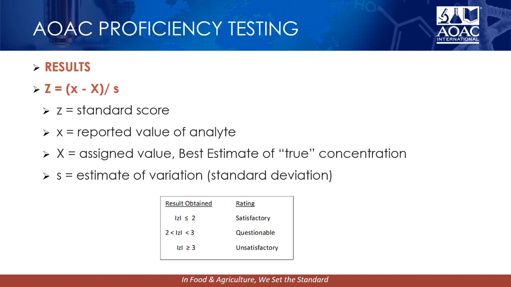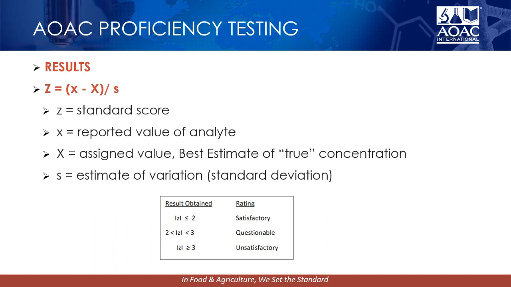Let's now talk about results. As I mentioned in the previous slide, z-scores are the performance indicator for proficiency testing. And the z-score is the reported value of the analyte by the laboratory subtracting the assigned value, which is the best estimate of the true concentration. And this assigned value, what I'll get into in a little bit, can be determined in a couple of different ways. And this is then divided by the estimate of the variation, the standard deviation.